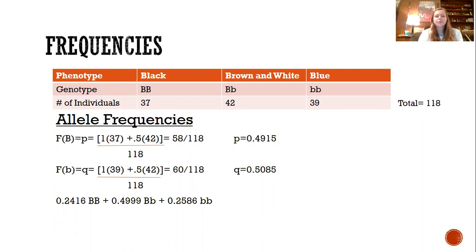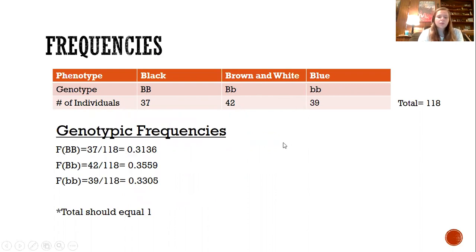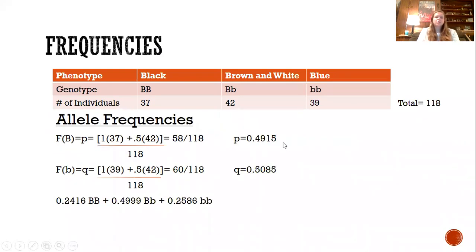To find the allele frequencies, we'll take the homozygote and multiply that by 1 and the heterozygote by 0.5. So for the frequency of the Big B allele, we'll do 37 times 1 plus 1/2 of 42, all divided by 118 for the total. This number is represented by P and is given as 0.4915. We'll do the same for the frequency of the little b allele, giving us Q, which is 0.5085.